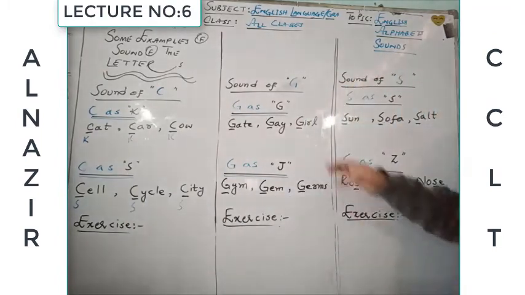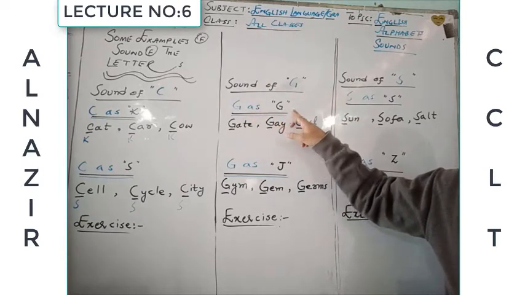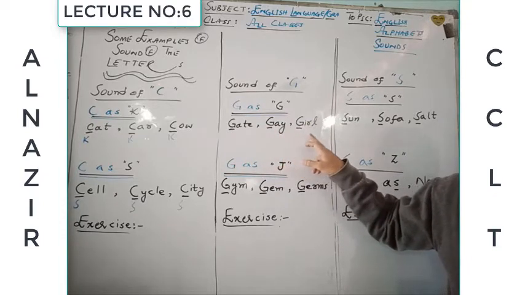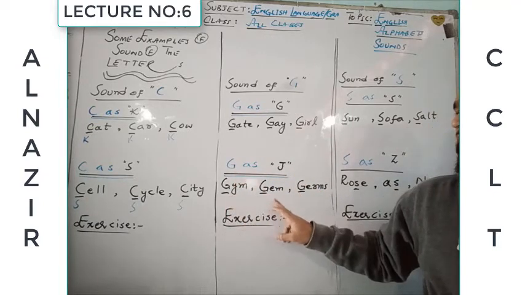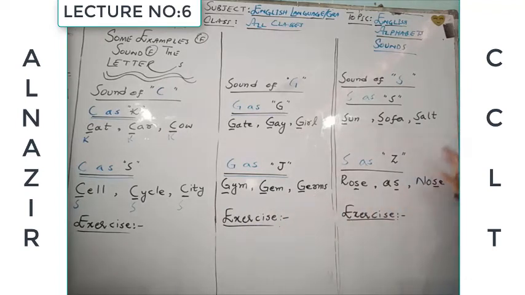Here is another example, the sound of G. G as G, like gate, gay, girl, and G as J, like gym, jam, germs. Here is another example of the sound of S. Sound of S as S, or sound of S as Z. Sun, sofa, salt, but R-O-S-E, that's not rose with an S sound, it is rose with the dominant sound of Z. Rose. Also nose.